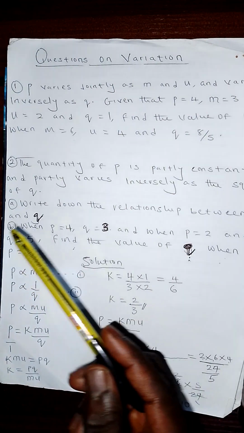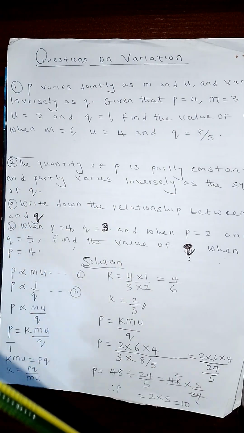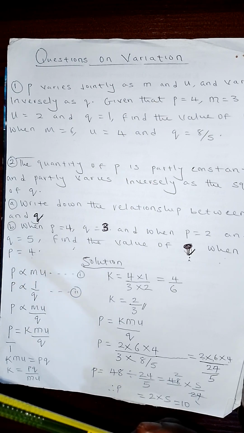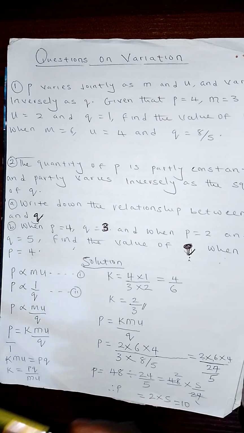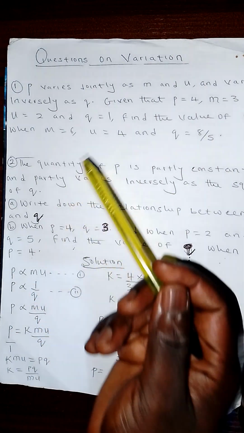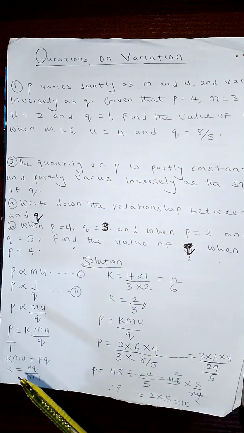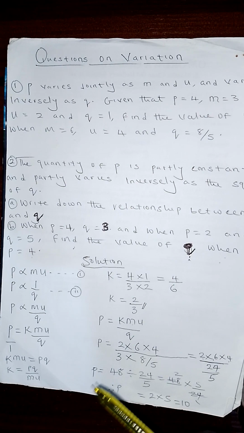So we have two questions here on variation. We know that variation is divided into four places: the direct variation, the inverse variation, the joint variation, and the partial variation. But these two, number one has to do with joint variation, and number two is partial variation. So I will just quickly explain what I solved already.